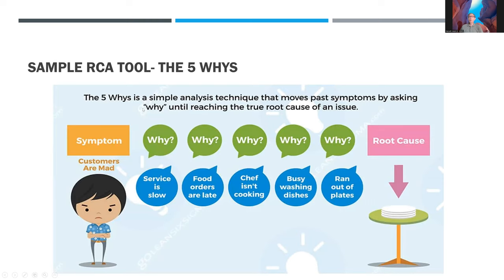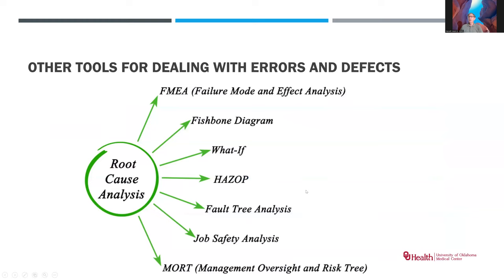We've talked about the five S's. Now we talk about the five whys. This is essentially a technique to find why something happened. Why is the service slow? Well, why are the food orders late? Why is the chef not cooking? Why is he busy washing dishes? Why did we run out of plates? Ah, we don't have enough plates. Well, here's another example.